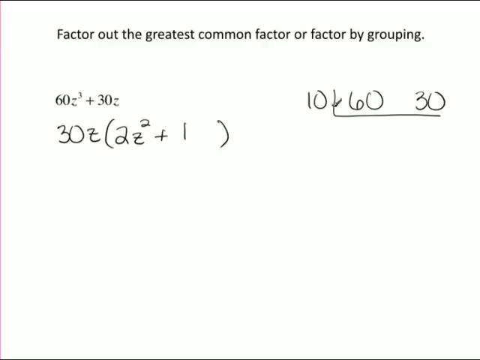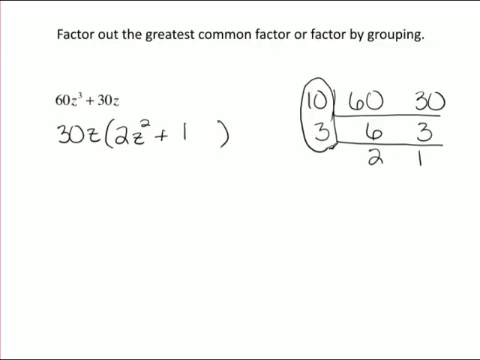So if I take the 60 divided by 10, I get 6. If I take 30 divided by 10, I get 3. Then I see that I have a 6 and a 3. They have a common factor of 3, so I'm going to pull out that common factor. So if I pull out a 3, I get 6 divided by 3, I get 2, and 3 divided by 3 is 1. So I'm left with a group of 2 and 1. They no longer have a common factor, so I'm done with the problem.